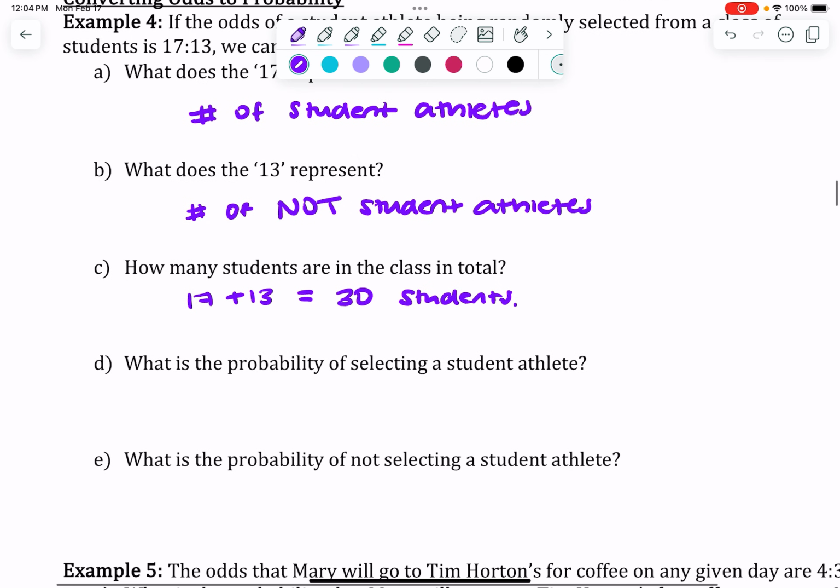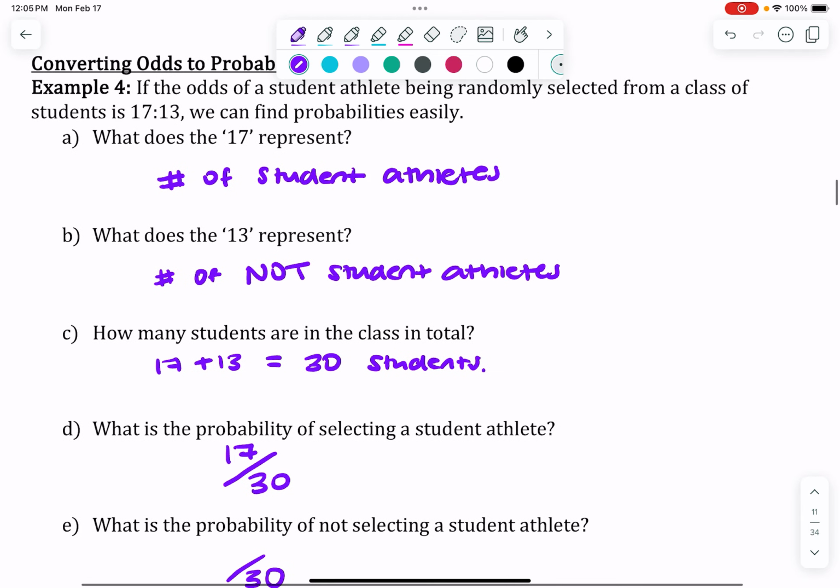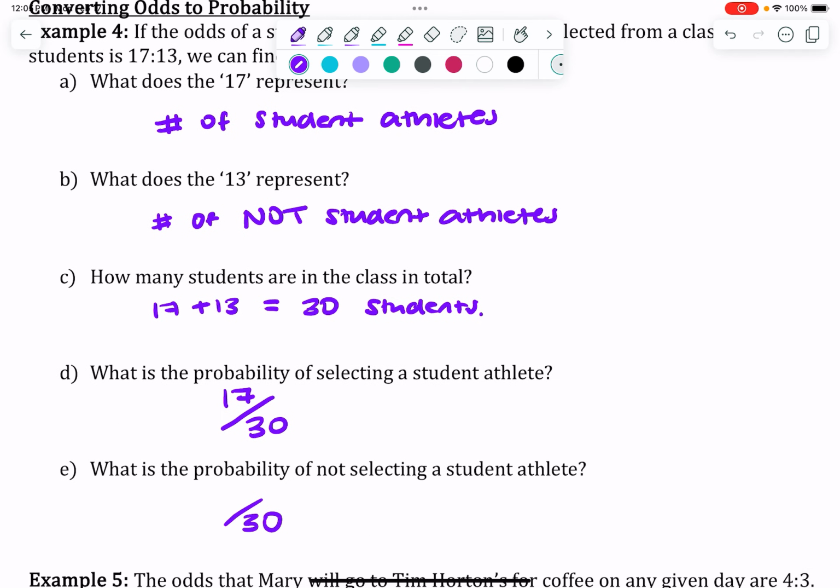So in the following two questions, when it asks me about the probability of selecting a student athlete or not selecting a student athlete, I know that both of those probabilities will be over 30, over the total. And the numerator will differ depending on what I'm asking the probability for. So what's the probability of selecting a student athlete? Well, there's 17 of them out of that class of 30, so I have 17 over 30. And what's the probability of not selecting a student athlete? Well, there's 13 of them in a class of 30, so the probability is 13 over 30.